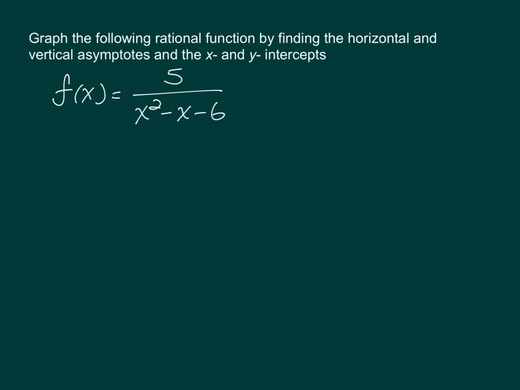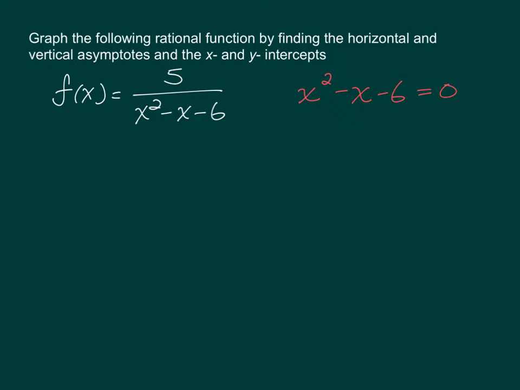Graph the following rational function by finding the horizontal and vertical asymptotes and the x and y intercepts. In order to find the vertical asymptotes for this function, we will need to set the denominator equal to 0 and solve for x. So x squared minus x minus 6 equals 0.